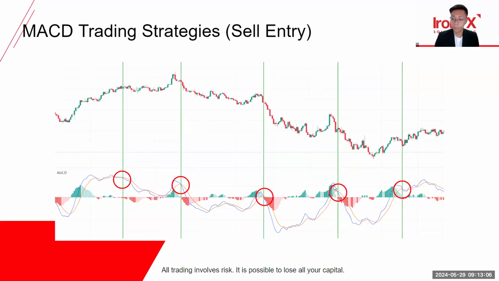All right, so with your key levels, and if you have a confirmation that the price is weakening, then you can look for sell entries.